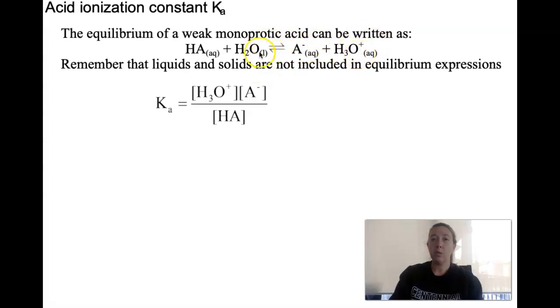So remember, liquids don't get included in our equilibrium expression. So our generic expression for acids is going to be the hydronium times the A- divided by the HA, right? Obviously, just like we talked about in the last unit, when we're actually writing out our Kas, we do want to be specific to the equation that we have. We don't want to use that A and HA. We want to use the actual chemical species.